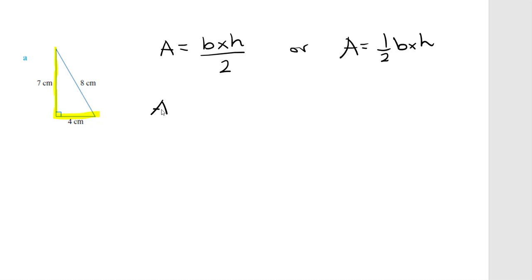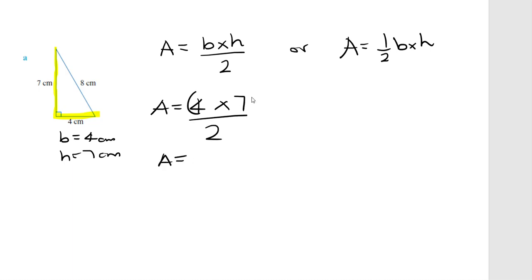So area is equal to, instead of B, I'm going to put 4. If you want to, you can say B is 4 centimeters and height is 7, if you want to see it nice and clearly. So I'll substitute B for 4 here. So 4 times 7, and I divide that by 2. Okay, so we do the top part first. So 4 times 7 is equal to 28, and I divide that by 2, and half of 28, or 28 divided by 2, is 14. And our units are centimeters squared.